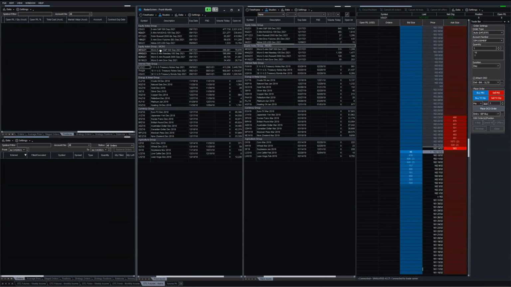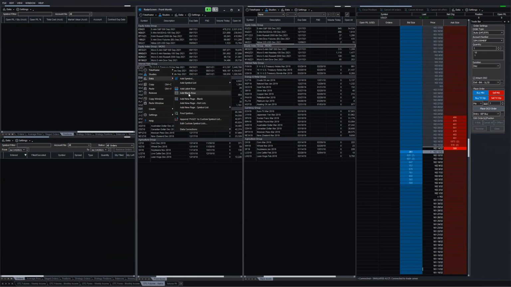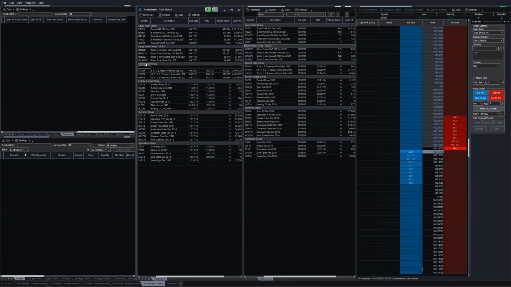So how do you add something here on the radar screen? You just click on one of these black boxes, go to data, and then add blank row. So to add another blank row on top of it. So what did we say? TU, right? TU U21.